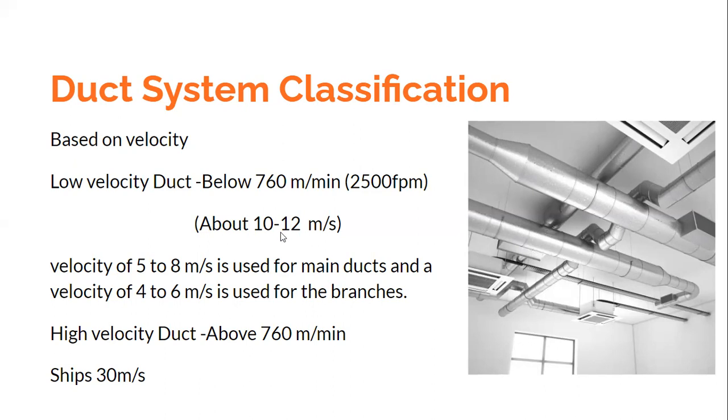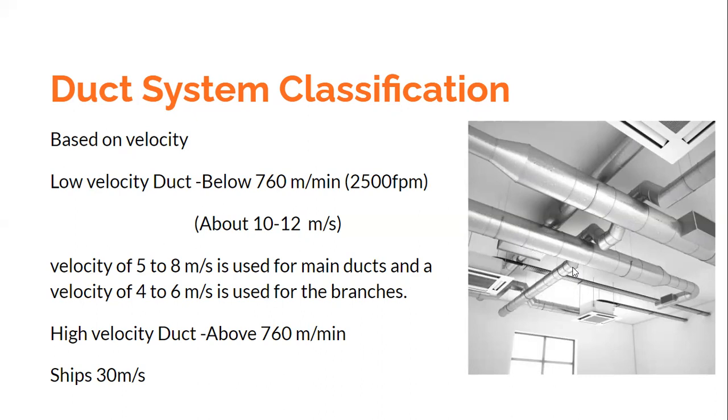Okay, when we say low velocity duct, it is below 10 to 12 meters per second. So in the main ducts, for the low velocity ducts, the velocities which are generally taken are in the range of 5 meters per second to 8 meters per second. And for the branches, okay, for the main ducts it has to be higher obviously, and for the branches it has to be slightly lower. So the velocities in the branches are to be taken as 4 meters per second to 6 meters per second. So when you have a low velocity duct, then these are the thumb rules to be followed.